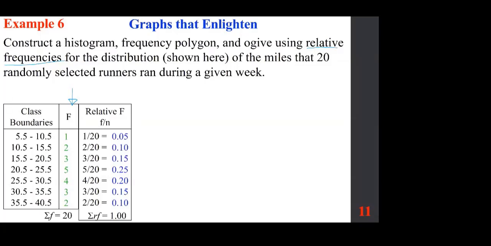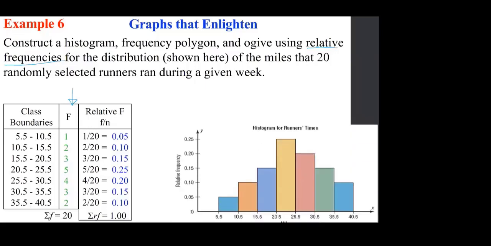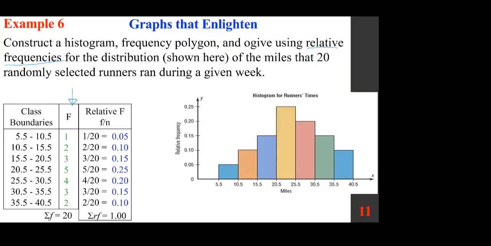Now we have the horizontal axis, 5.5 to 10.5 to 15.5, all the way to 40.5. The heights are, for the first bar, 0.05, the second one is 0.1, and so on and so forth. So my assumption is everybody is very comfortable coming up with this histogram. So that takes care of the first one. The next one is the frequency polygon. So this question is asking for the histogram, which is taken care of. So how do we come up with the polygons?